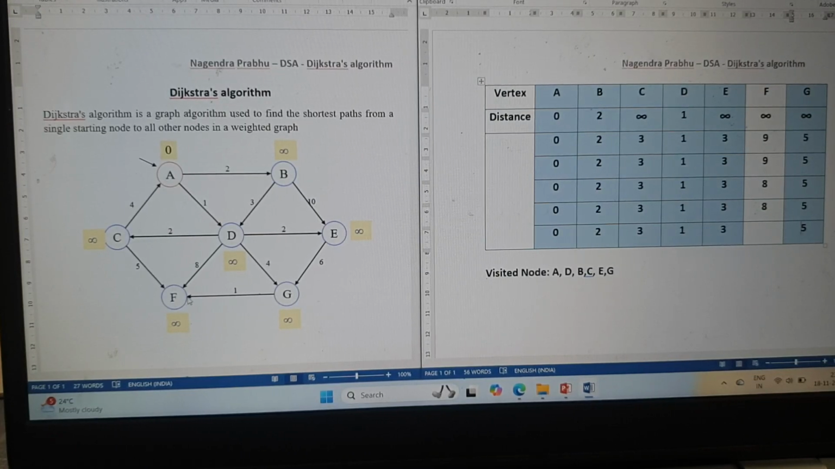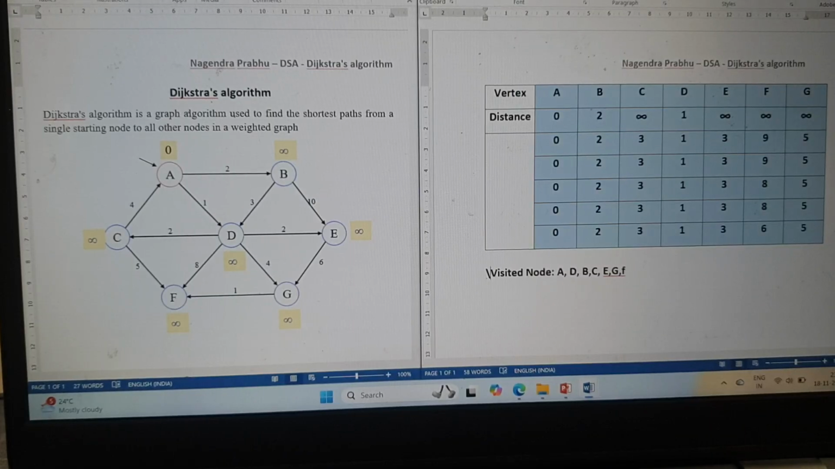Now calculate from the starting point, the source. So A to D to G to F. Add the values: A to D is 1, plus D to G is 4, plus G to F is 1. So 1 plus 4 plus 1, a total of 6 is coming, but we have 8 here. So we can update the minimum value, 6. So now finally only one value is there, that is F, and that is also visited. Now we have solved the problem.